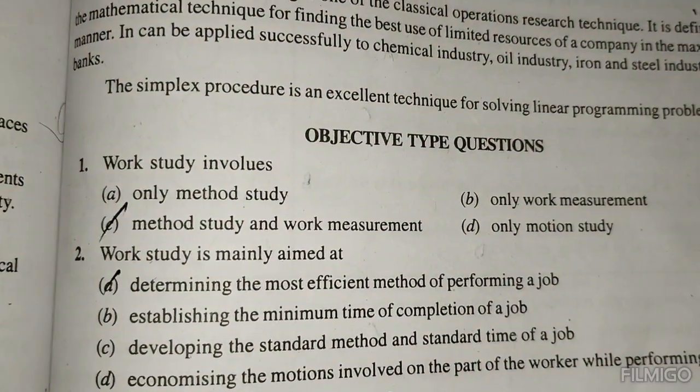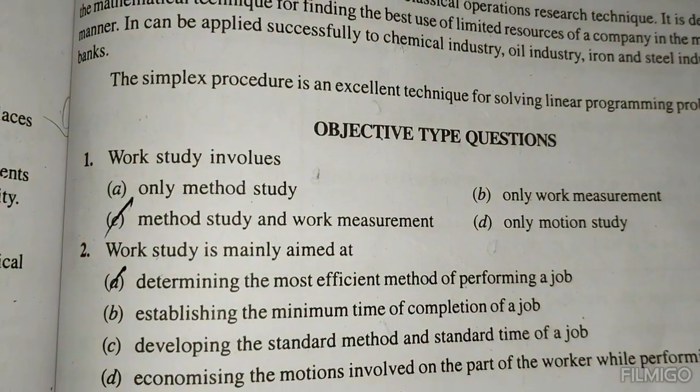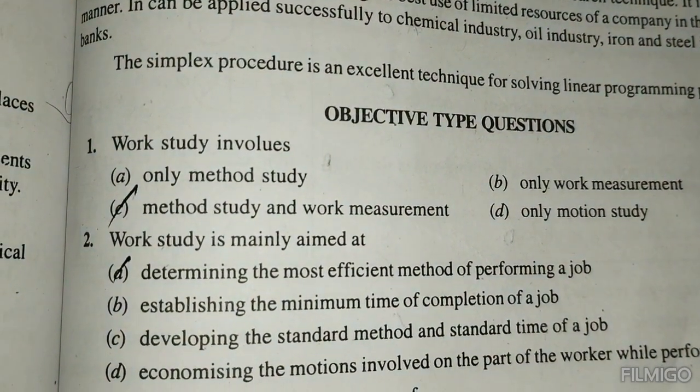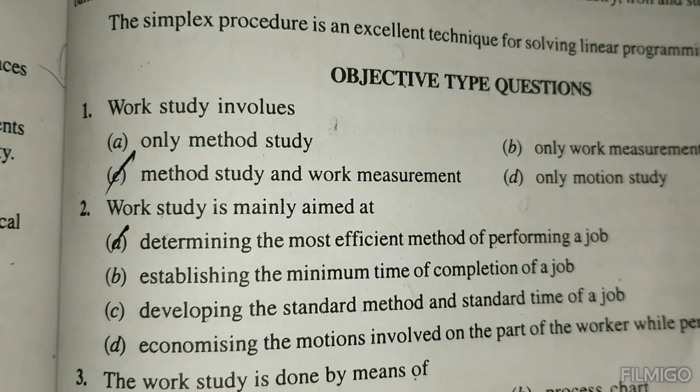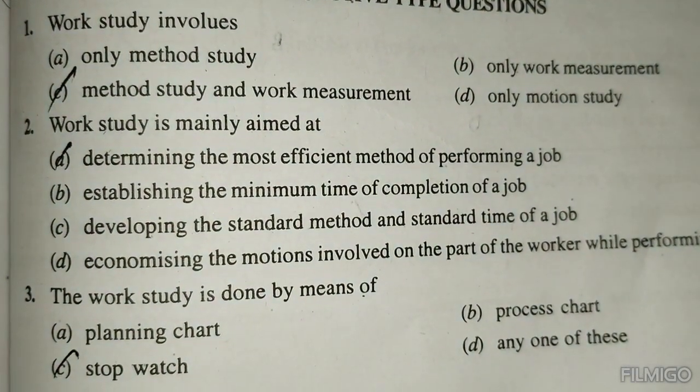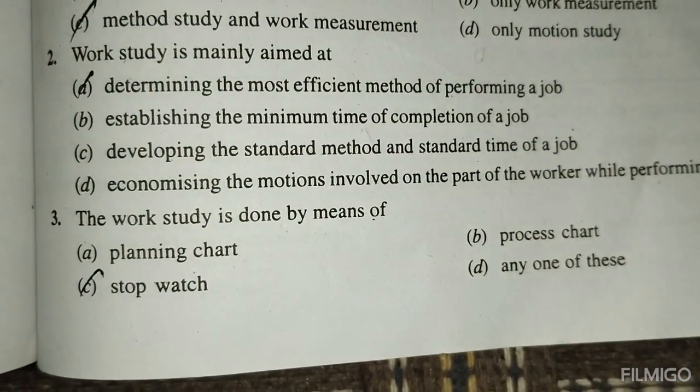Industrial management and production management, IM&OR. Work study involves method study and work measurement. Work study is mainly aimed at determining the most efficient method of performance of a job. The work study is done by means of a stopwatch.